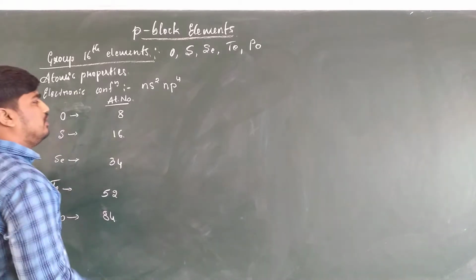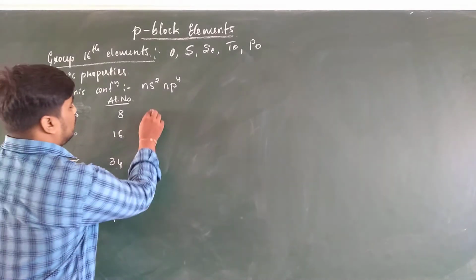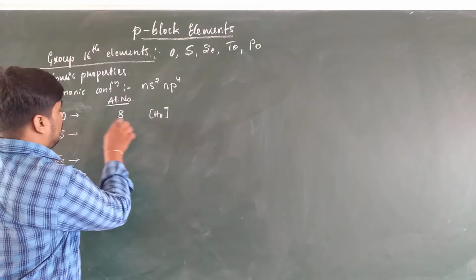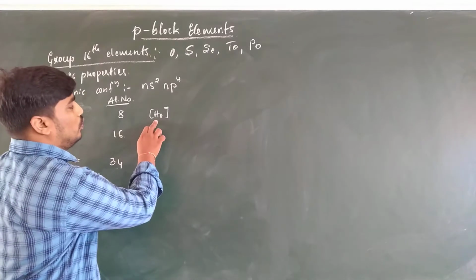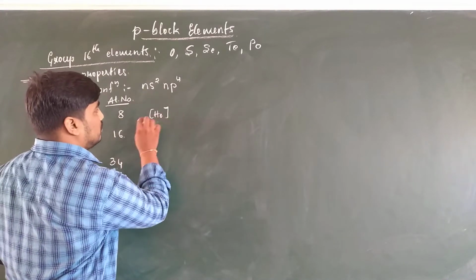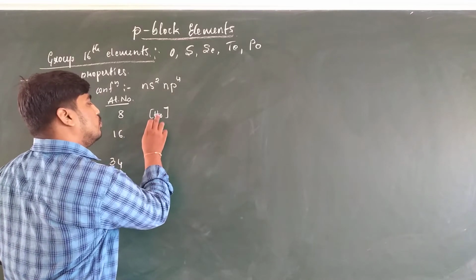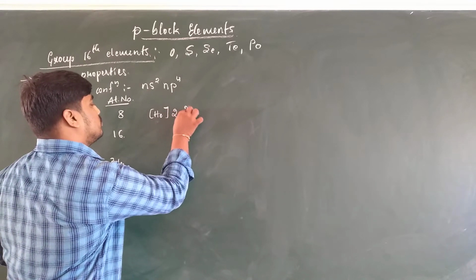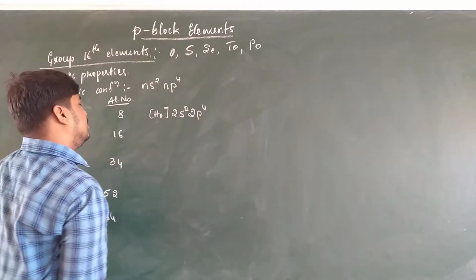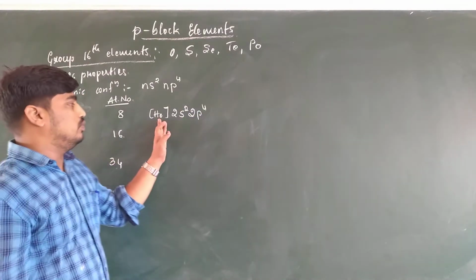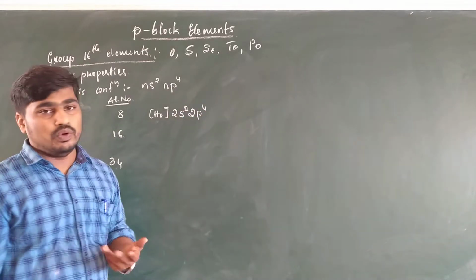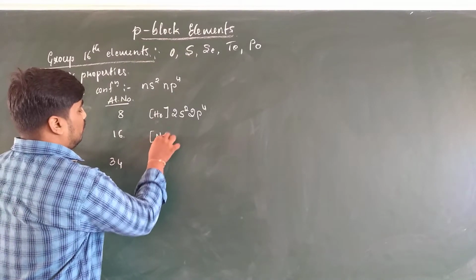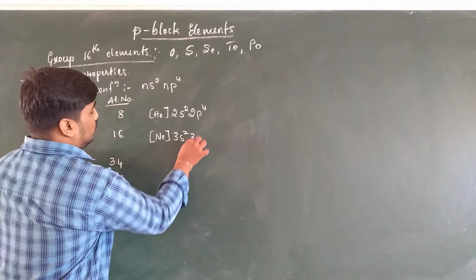Next, the electronic configuration of these elements. The electronic configuration starts with the noble gas. The oxygen electronic configuration is helium core, then 1s2 is completed. Next is 2s2, 2p4 is the electronic configuration of oxygen. So 1s2, 2s2 is 4 electrons and p4 is 4 electrons, total 8 electrons. Next, in the case of sulfur, it is neon 3s2, 3p4.